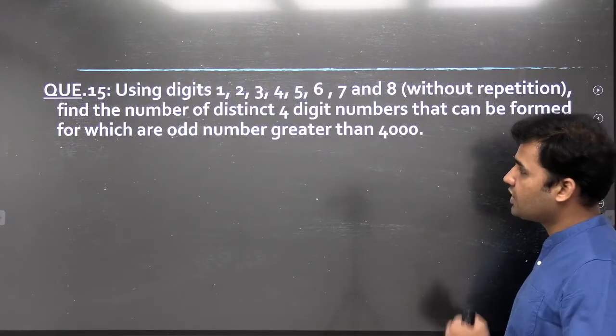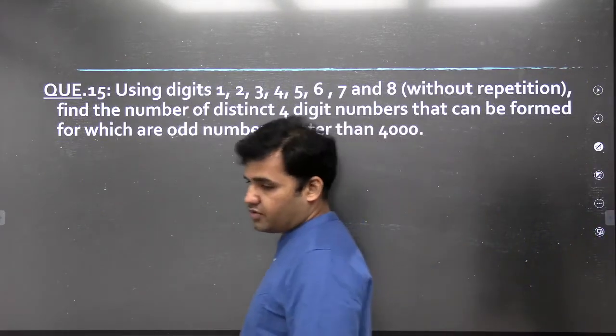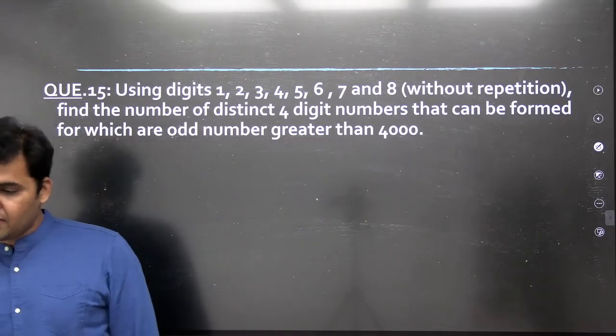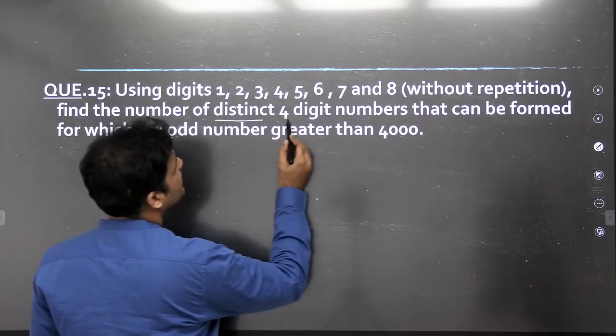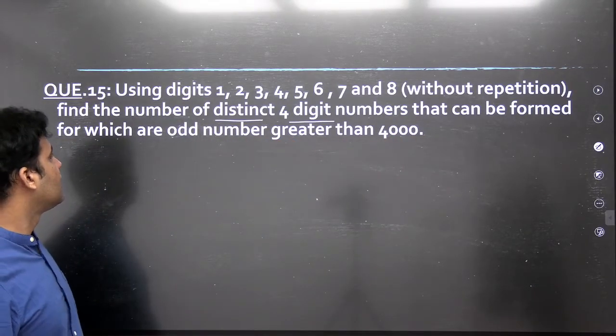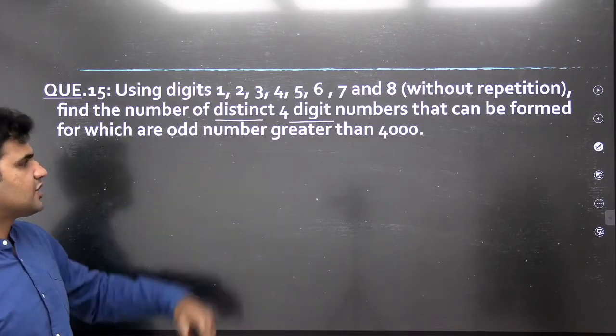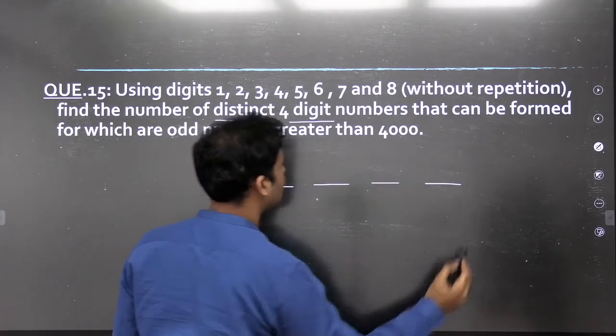Moving ahead with question number 15. What do we have over here? Using the digits 1, 2, 3, 4, 5, 6, 7 and 8 without repetition, find the number of distinct 4-digit numbers that can be formed which are odd numbers greater than 4000. So this is just for your practice, guys, and one similar question.